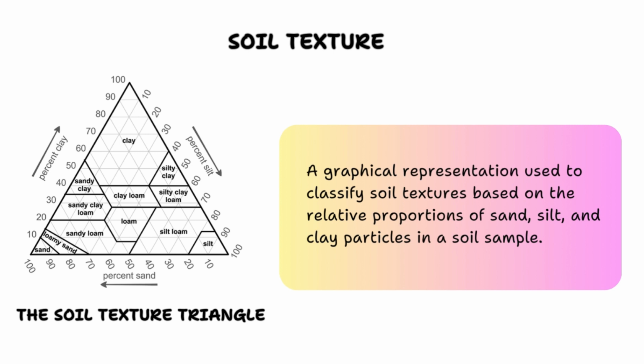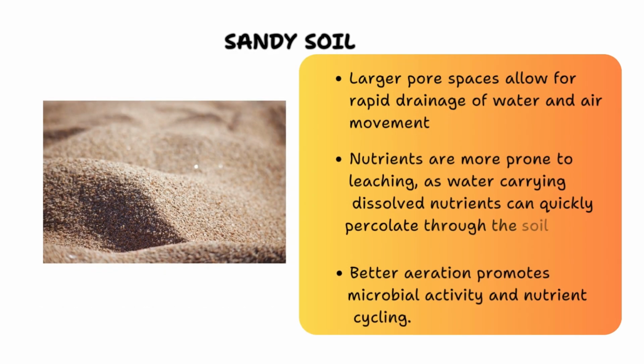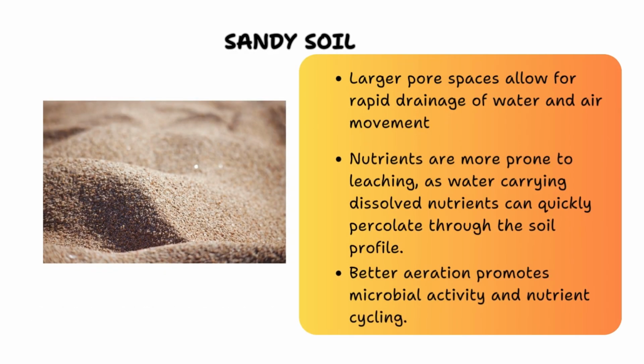The specific proportions of sand, silt, and clay in a soil sample are expressed as percentages, and the intersection of lines within the triangle corresponds to the soil texture classification. This classification is super important because it helps determine soil properties such as water retention, drainage, nutrient availability, and suitability for agricultural practices. So, with that said, let us take a look at sandy soils.